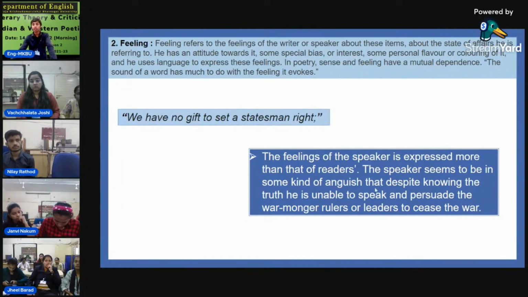Anguish is a state where you cannot do anything despite knowing the truth, and you have to suffer from that. Despite knowing the truth, he is unable to speak and persuade the warmonger rulers or leaders to cease the war. So we have no gift to set a statement right. They cannot persuade this kind of warmonger leaders. So it is that feeling. The feeling of anguish of the poet is expressed here by stating this line.